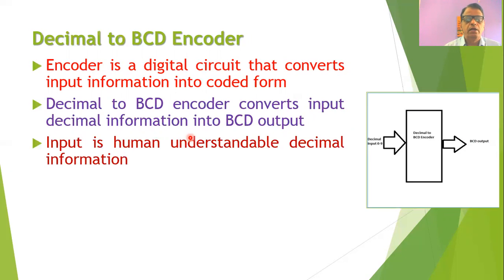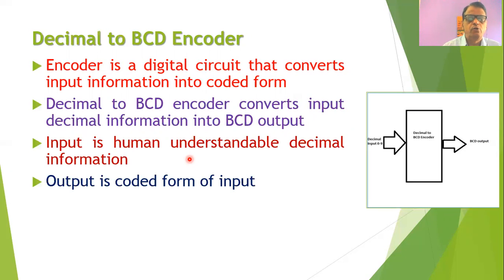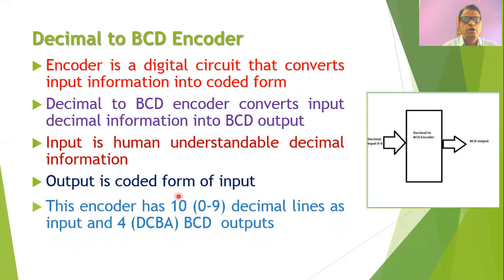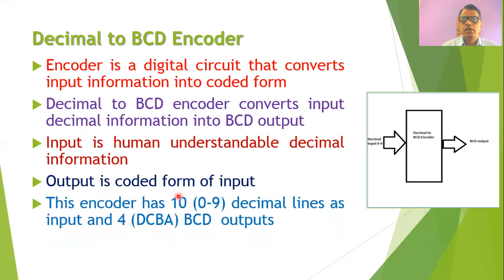Now we know that the input is decimal information, and decimal information is human understandable information. Such information is coded into a BCD output, which is a coded form of the input information. We can easily understand that this encoder will have 10 input lines from 0 to 9, and only 4 output lines.